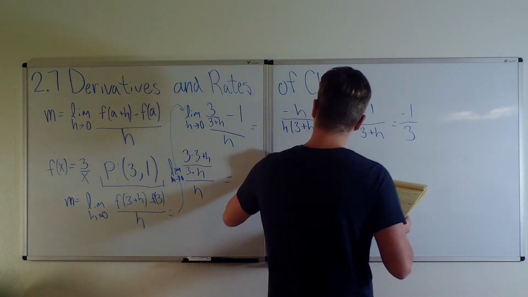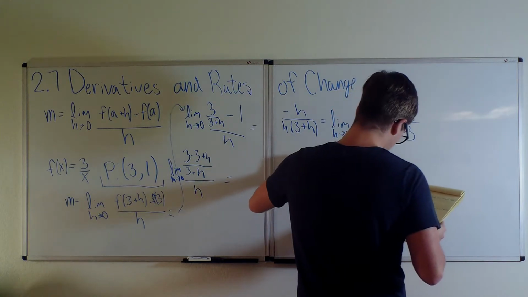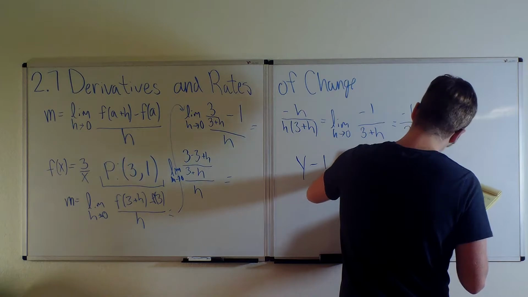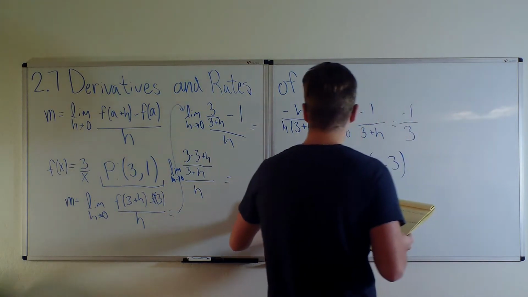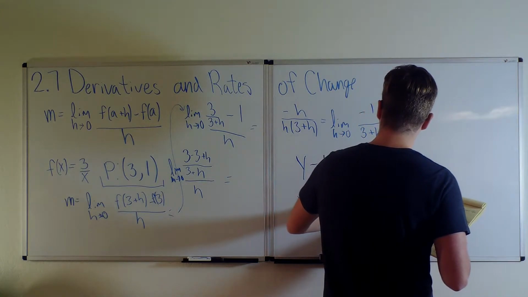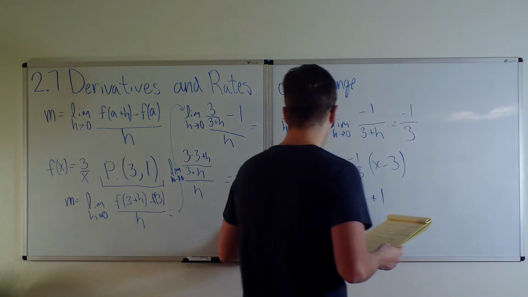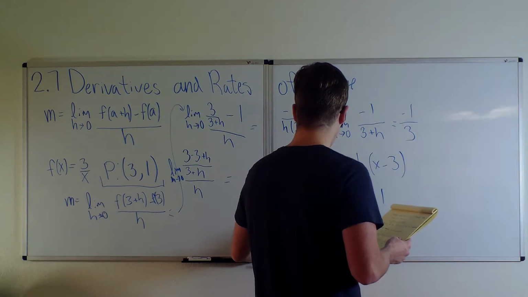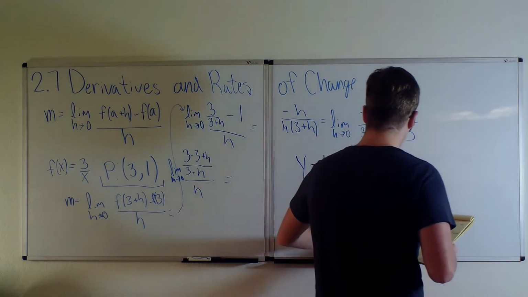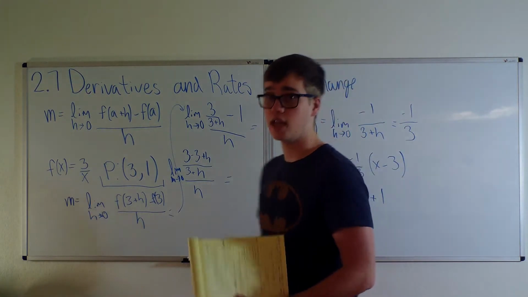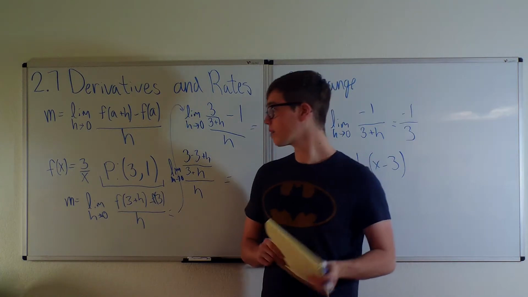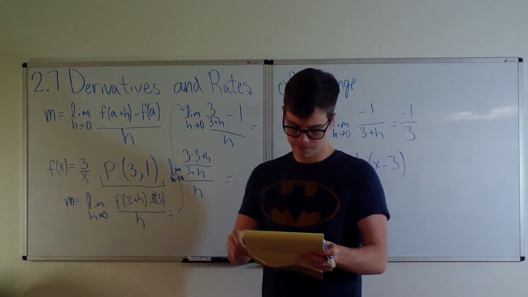So you do y minus 1 is equal to negative 1/3 times (x minus 3). Then you get y minus 1 is equal to negative 1/3 x plus 1, and then you add 1, so y is equal to negative 1/3 x plus 2. That's the equation of the tangent line for f(x) equals 3 over x at the point (3, 1).